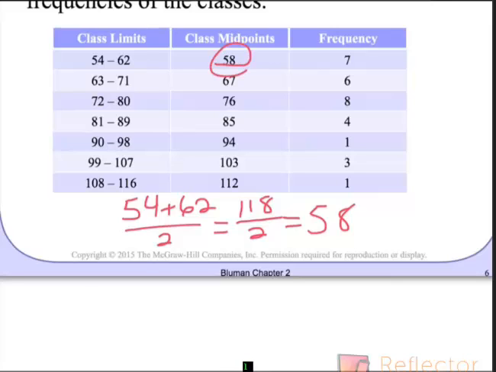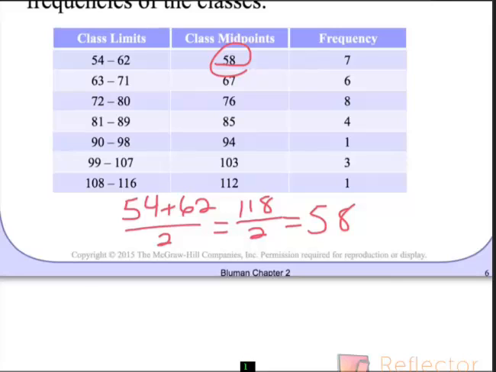And I'm going to do that for each one of these. My frequency stays the same. I'm just finding the midpoint. I'm finding the average of the class limits. That way I have these numbers to be able to put along the x-axis.